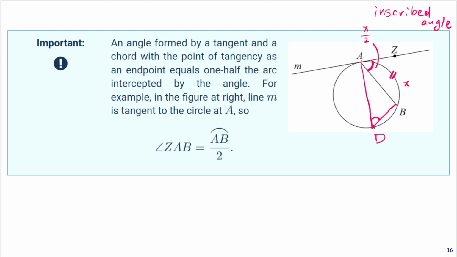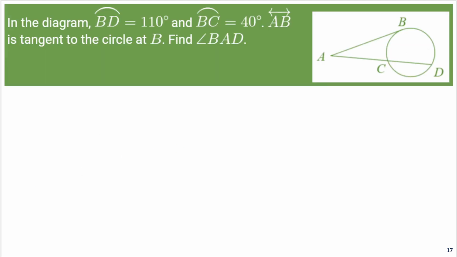Alright, good. So now we turn to angles formed by a tangent and a secant. So now let's consider another problem. In this diagram, arc BD is 110 degrees. Arc BC is 40 degrees. Line AB is tangent to the circle at point B. Can you find the angle BAD here?